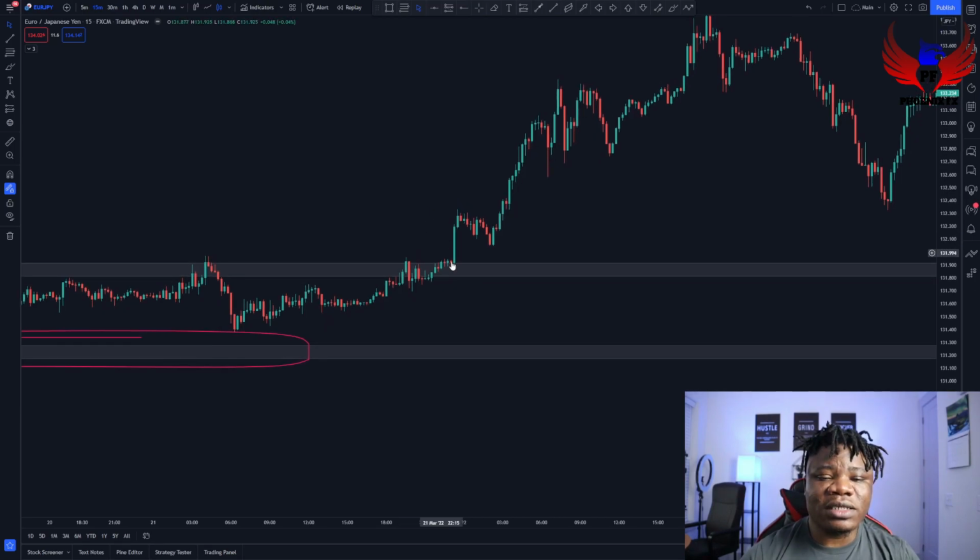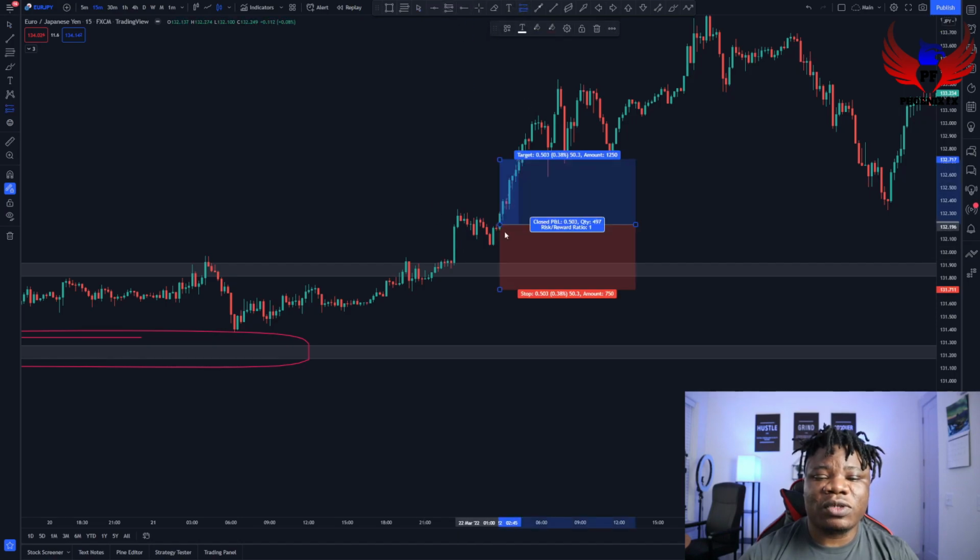Now, in this case, we have a break above our resistance zone. We wait for a pullback. Now, waiting for a pullback, we wait for an engulfing candle here. Then we get in here at this bullish engulfing candle.